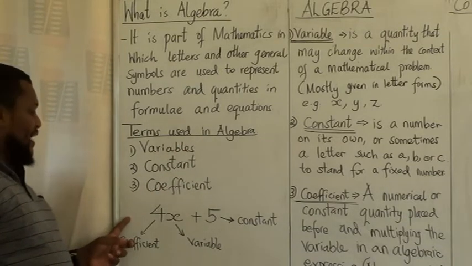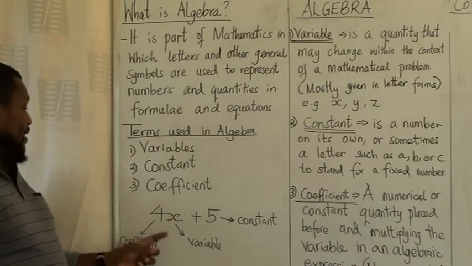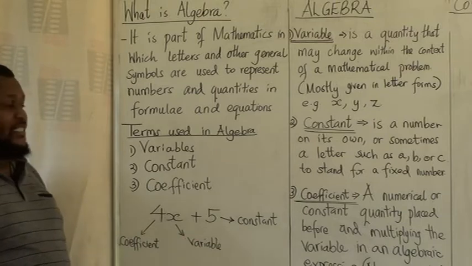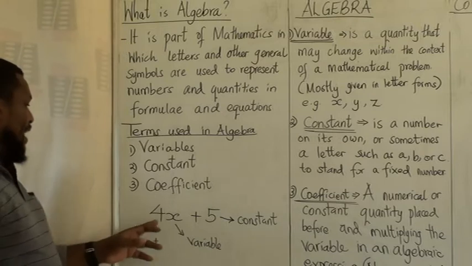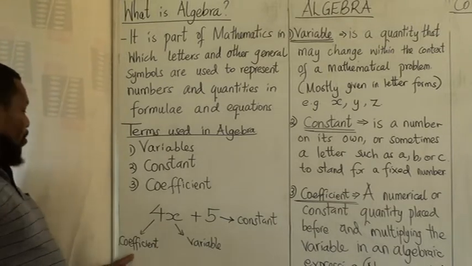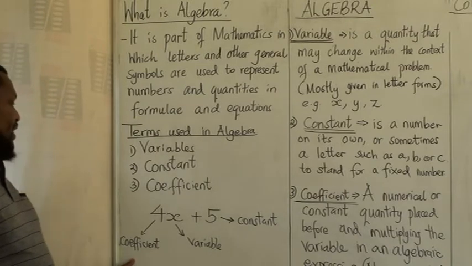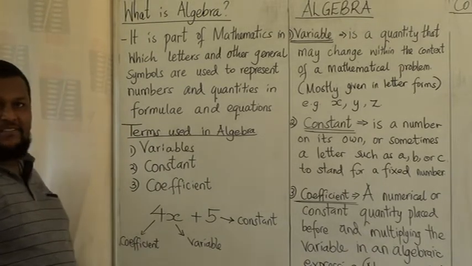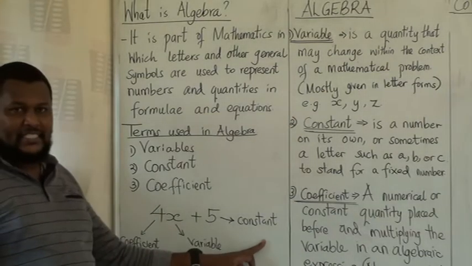If you look at my example here, I have written 4x plus 5. 4x plus 5 is an expression. It's an algebraic expression. It has 4. What is 4? 4 is a coefficient. We are going to see the definition of coefficient. What is x? X is a variable, as you can see it, and 5 is a constant.